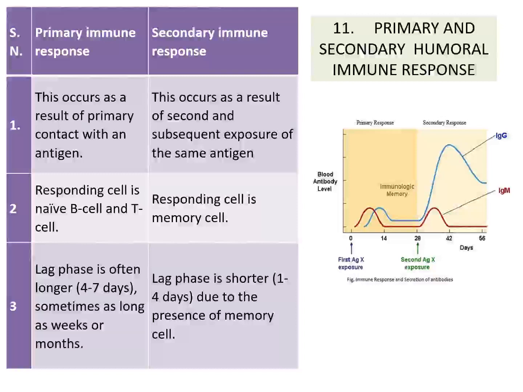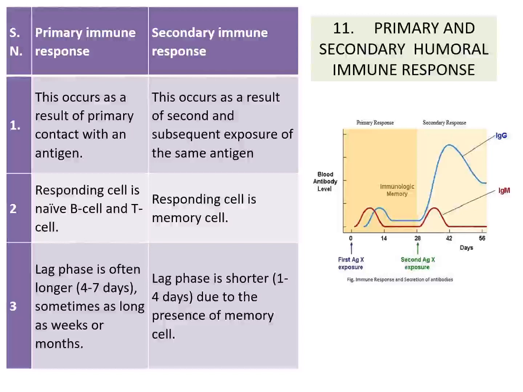Primary is first of all when the antigen interacts. So in primary immune response the responding cells are naive B cells and T cells. Naive B cell means one that has never interacted with antigen, whereas in secondary immune response, the responding cells are memory cells, which are formed by the division of the plasma cell. In primary immune response, the lag phase is often longer. Lag phase is the time taken to induce the first response, that is the production of antibody. It is 4 to 7 days and sometimes can be a week or a month.